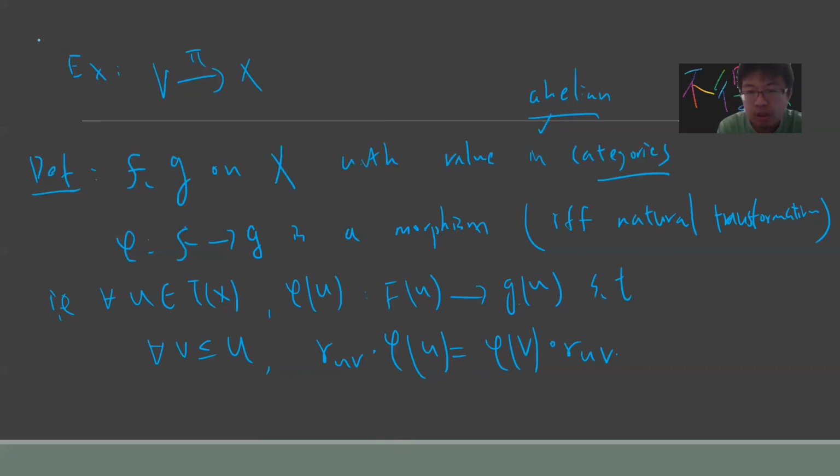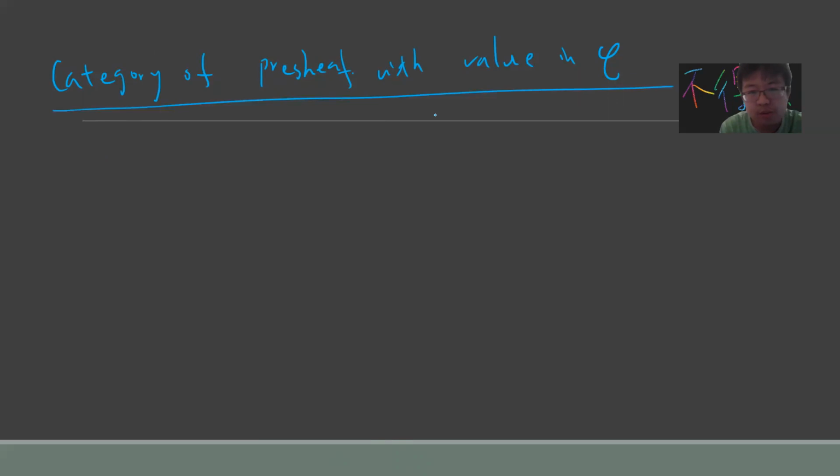Okay, so now once we have this morphism, we can describe a category of presheaves, right? So we can define the category of presheaves with values in C, in categories. Basically this is a category of presheaves, right?